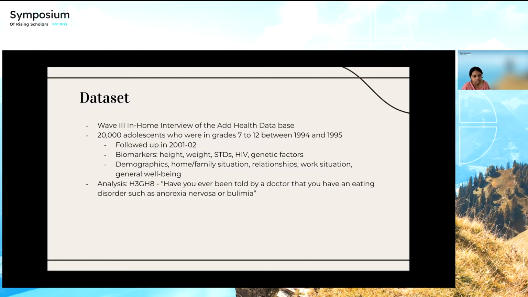We also focused on demographics, home family situation, relationships, work situation, and general well-being, like physical and mental. And my analysis circled around the question H3GH8, which was, have you ever been told by a doctor that you have an eating disorder such as anorexia nervosa or bulimia?